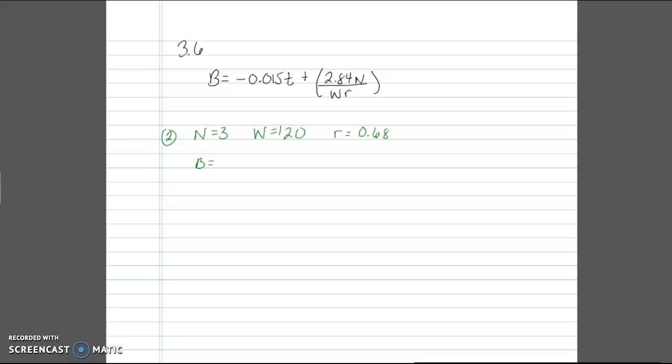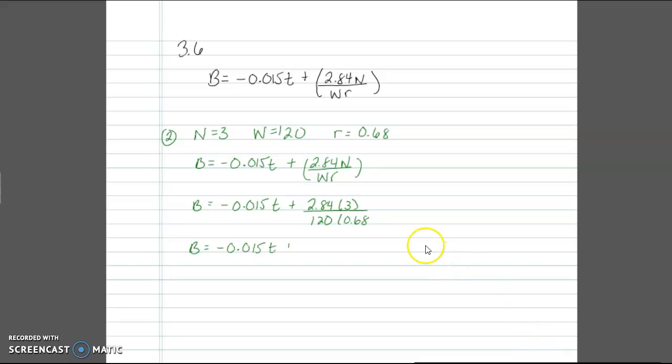So we're going to start by just substituting in the values that we are given. We are not given B. I'm just rewriting the formula here so you can really see the comparison between the two. In place of T, I'm not going to put anything because we don't know T yet. T is what's missing. But in place of N, I am inputting 3, and that means times 3. So 2.84 times 3. I'm using parentheses for multiplication. Same thing in the denominator, 120 times 0.68.